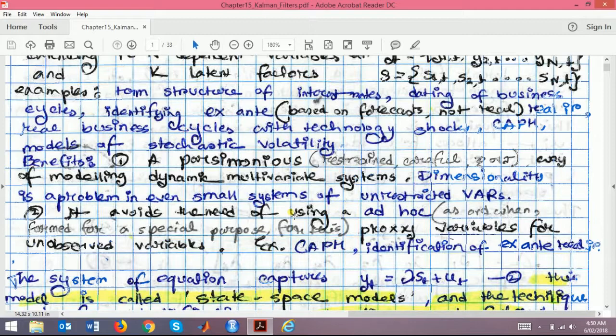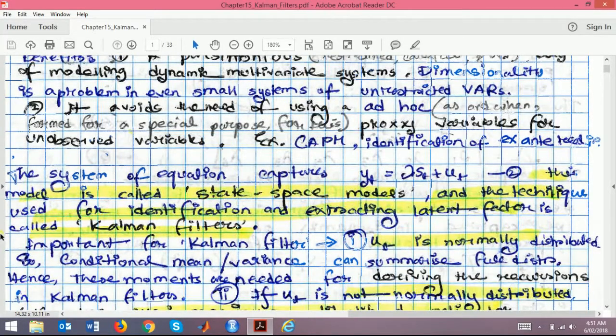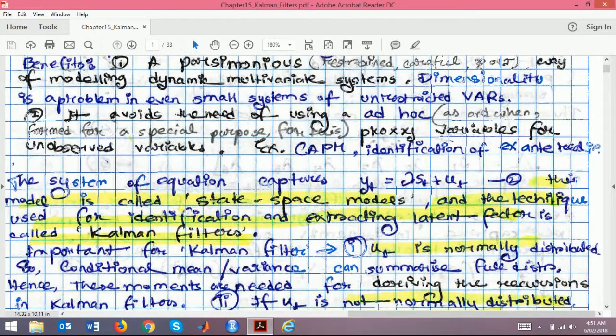Dimensionality is a problem even in small systems of unrestricted VARs. It avoids the need of using an ad hoc, meaning as and when formed for a special purpose, proxy variable for unobserved variables. Example: KPM identification of the ex ante real interest rate, etc. The system of equations captures y equals lambda st plus ut. This model is called a state space model, and the technique used for identification and extracting the latent factor is called Kalman filters.